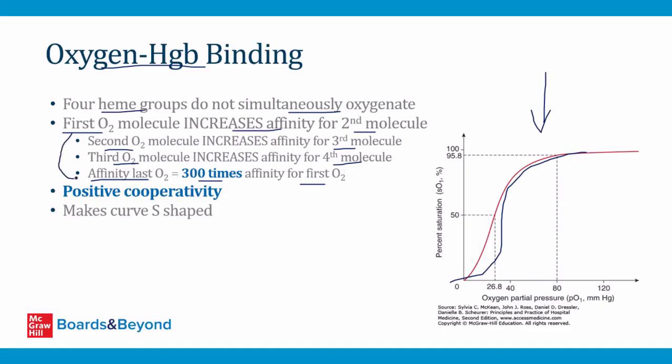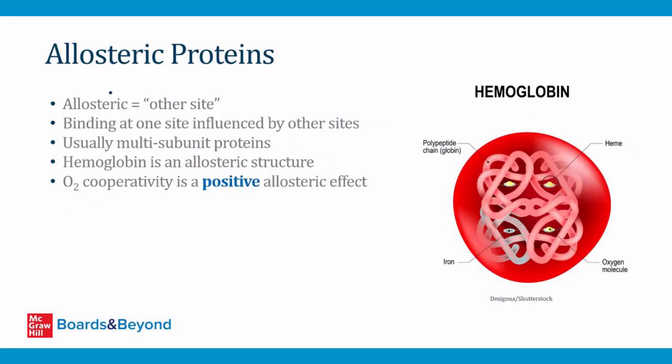And this phenomenon I've described here is called positive cooperativity. It's a feature of hemoglobin, and that's what makes the oxygen hemoglobin dissociation curve S-shaped. If it weren't for positive cooperativity, the curve would simply look like this. But it has this S shape, and that's because of the cooperativity and the changing affinity of the heme groups for oxygen.